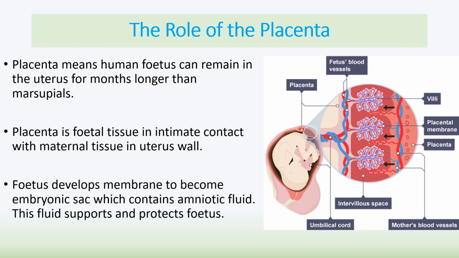The fetus develops a membrane to become an embryonic sac which contains amniotic fluid, and that supports the baby and protects the fetus. So you have this membrane all the way around the baby called the amniotic sac, and in there's amniotic fluid, which protects the baby if it gets banged or the mother falls over, for example. It acts as a cushion to protect the baby.